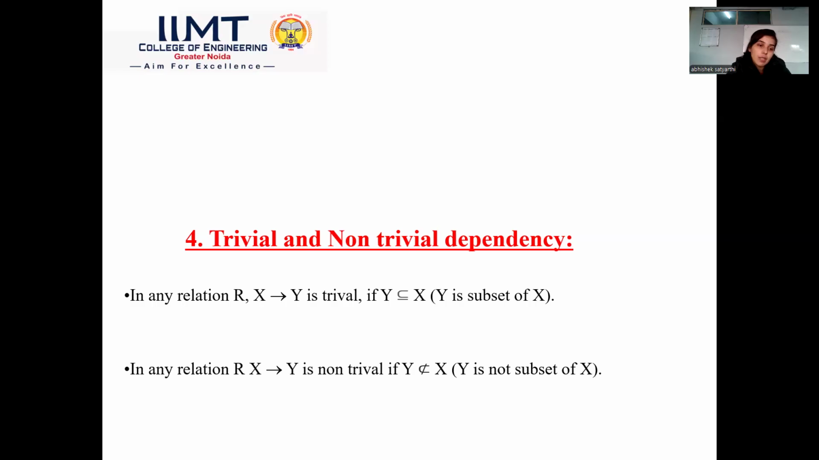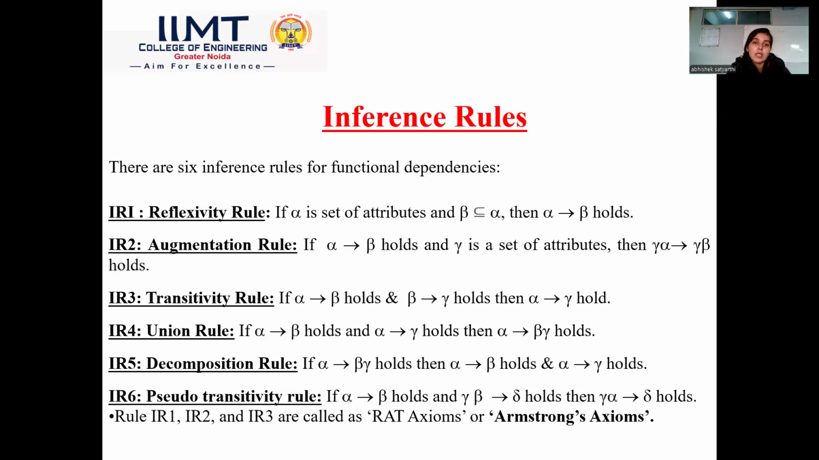And what about non-trivial? In a relation R, x tends to y is non-trivial when y is not a subset of x. Next one is inference rule. There are 6 inference rules for a functional dependency. First is the reflexivity rule: alpha is a set of attributes, and if beta is a subset of alpha, then alpha tends to beta holds. Next one is the augmentation rule. If alpha tends to beta holds and gamma is a set of attributes, then gamma alpha derives gamma beta holds.